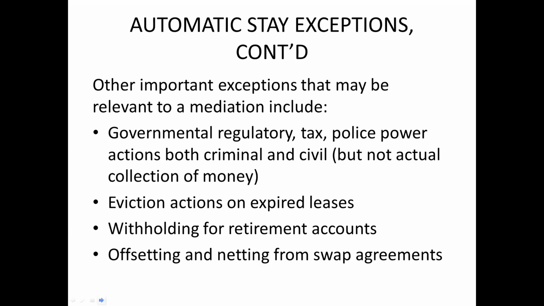government regulatory ones. So if there are actions going on, for example, when I was with the Securities and Exchange Commission, we kept going with our fraud cases. We couldn't execute, but we could go all the way to getting a judgment against the malfeasor, and then we would go to the bankruptcy court and file a claim to collect. We would also file an action to hold that it can't be discharged in bankruptcy, but we'll get to discharge exceptions later. Eviction actions on expired leases are also excepted from the automatic stay, as is withholding for retirement accounts, and the swaps industry got an exception for offsetting and netting from swaps agreements so that they can continue to unwind swaps.